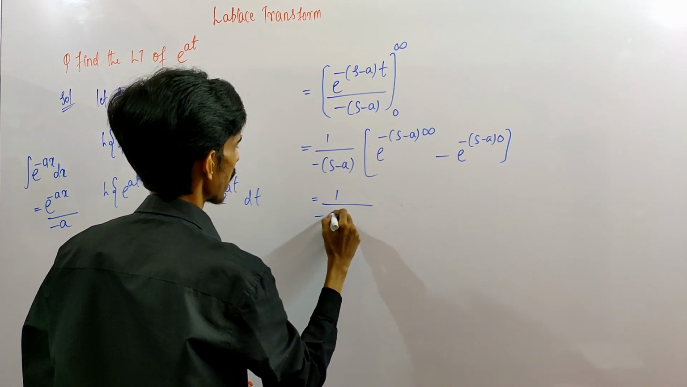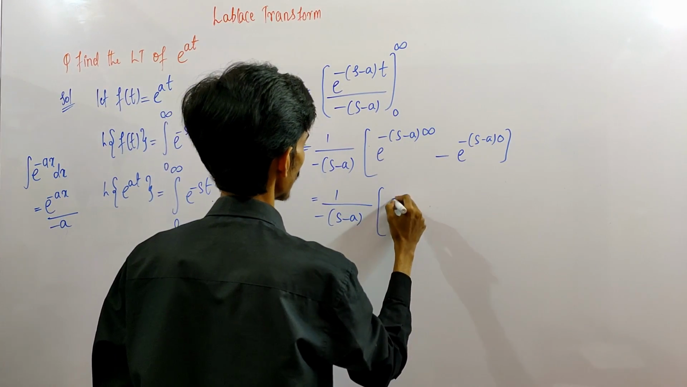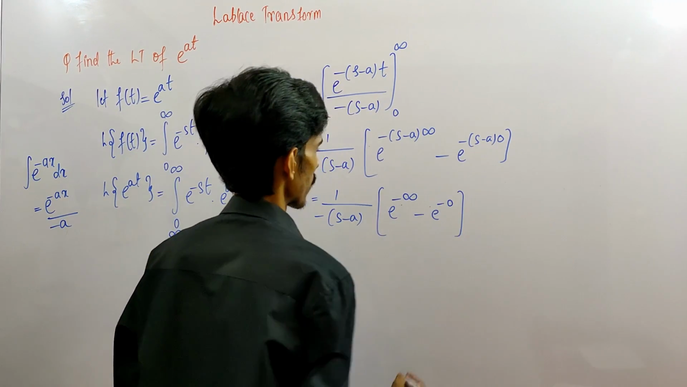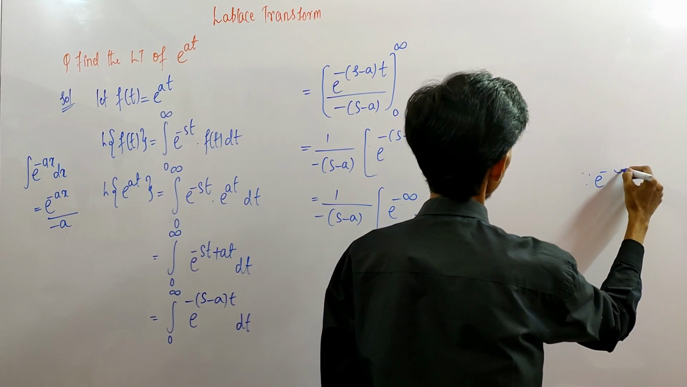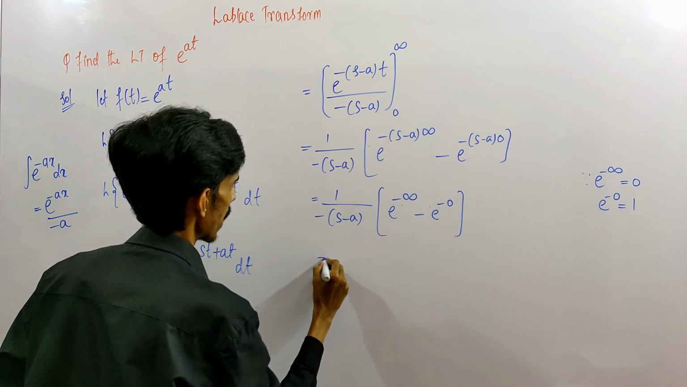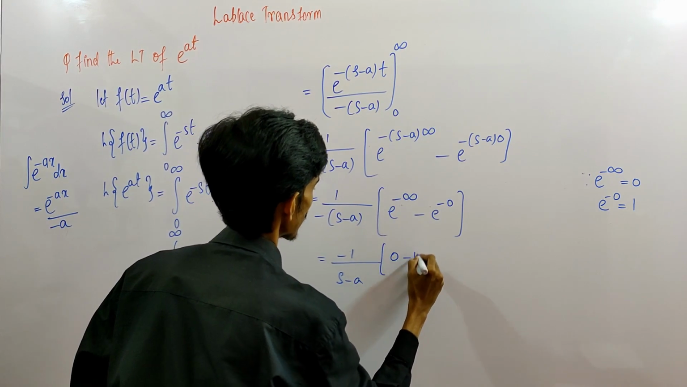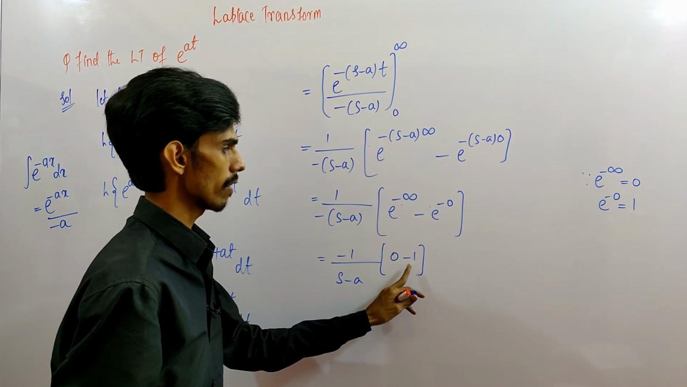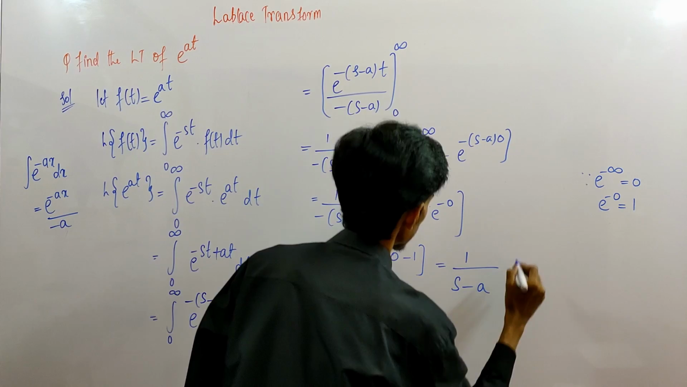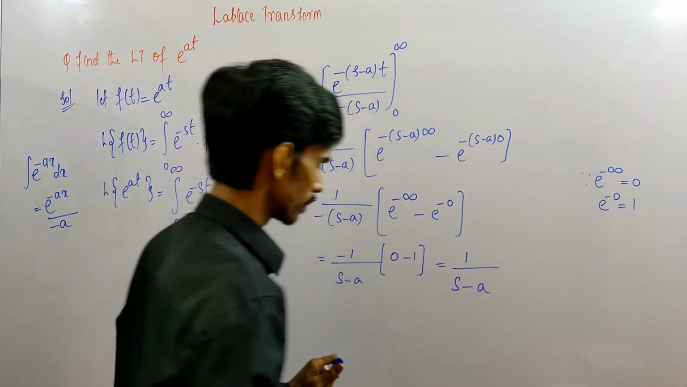We have 1 divided by minus s minus a. S minus a into infinite is infinite, so we have e power of minus infinite minus e power of minus 0. We know that e power of minus infinite value is 0, e power of minus 0 value is 1. So we have minus 1 divided by s minus a into 0 minus 1. 0 minus 1, we have minus 1, minus 1 into minus 1, we have plus 1. So 1 divided by s minus a is the Laplace transform of e power of at. Let me write down the conclusion.